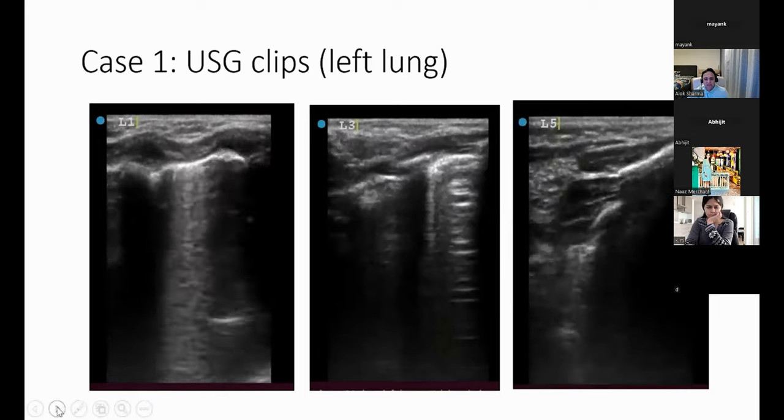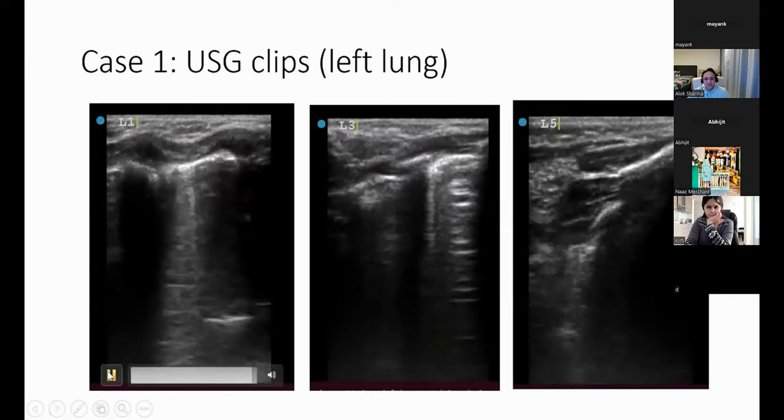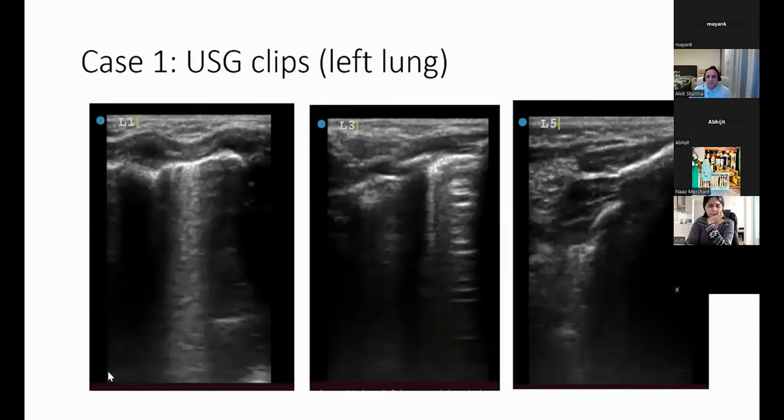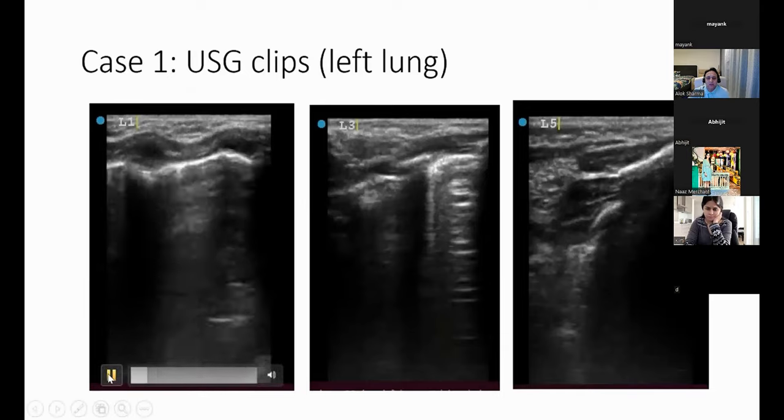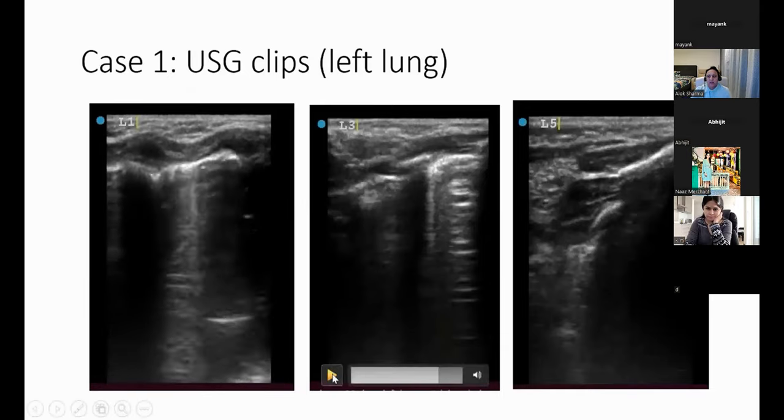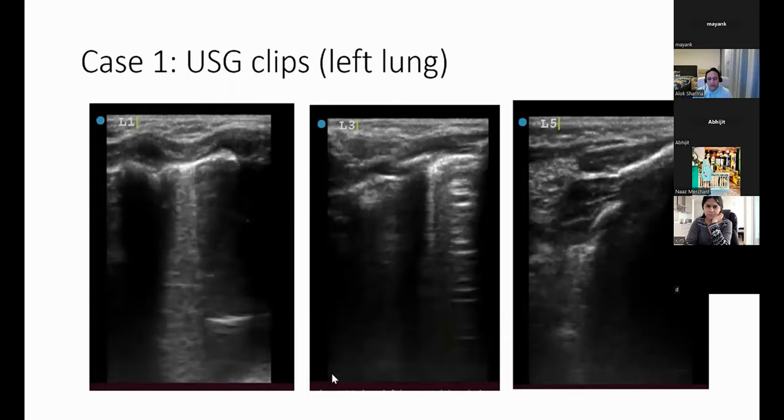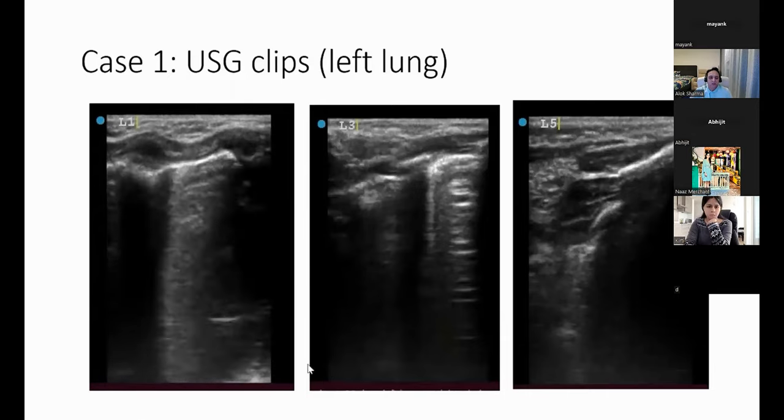Mayank, can we just go back to those images, your last slide. Yeah. So we're just looking at the L1, the L3, which is obviously the lateral, and then the L5, which would be a posterior region. And I think, very nice, good images, good depth. So just a few things for me to point out.